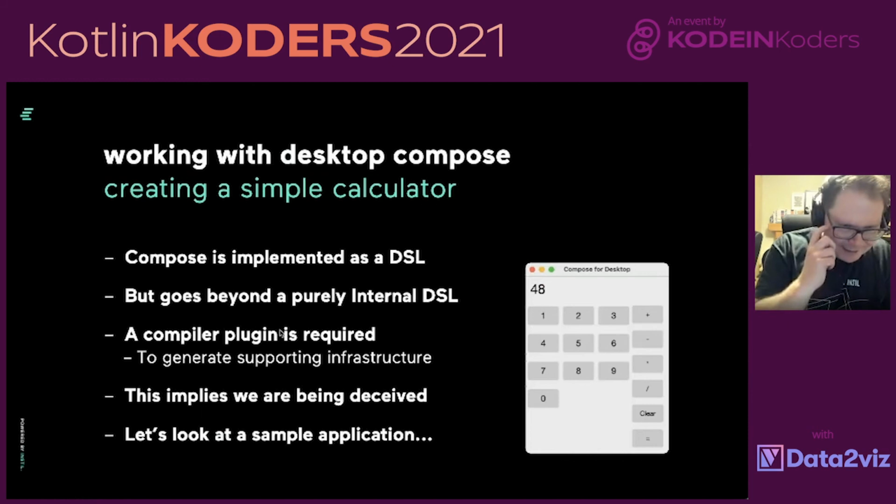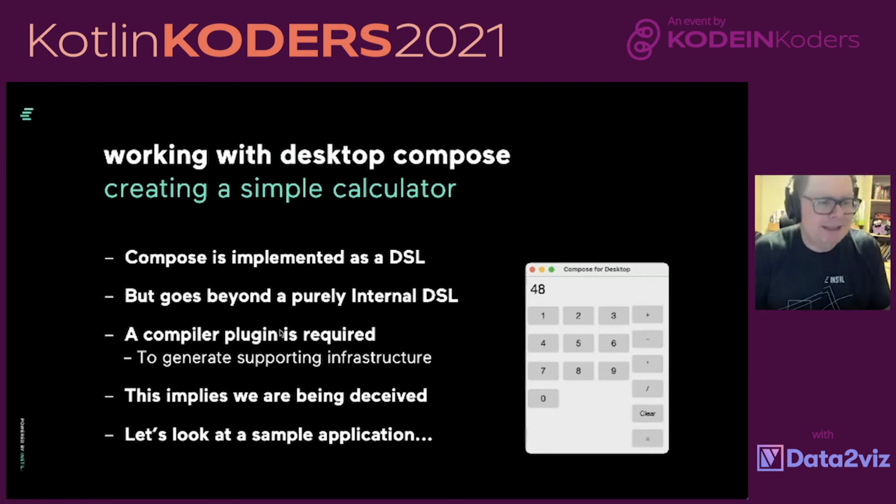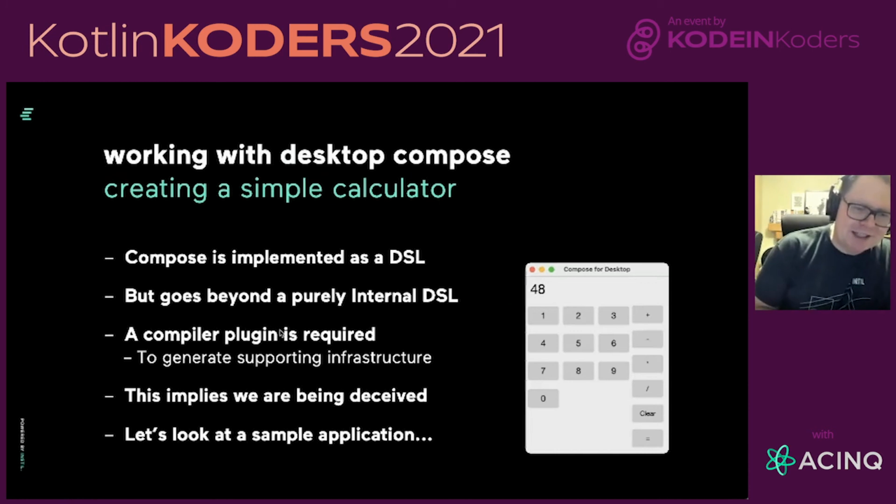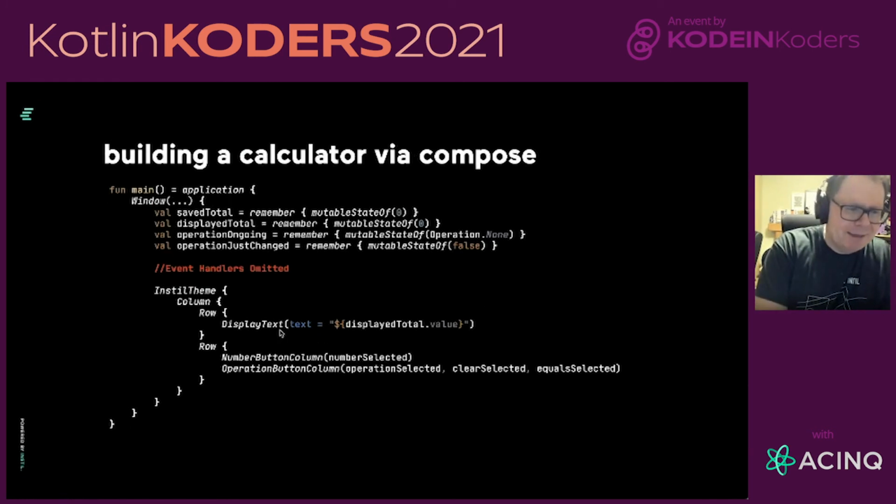So anytime I have a UI framework, the first thing I go out and do is write a little calculator. So in the code to accompany these slides, there's a little calculator demo for Compose. Very simple, very basic, just gives us an idea of what's going on. So Compose is implemented as a DSL, but it isn't what you would call an internal DSL. It doesn't just use the features of the Kotlin language. There's also a compiler plugin required as well. So that tells us that we're being deceived, that there are many, many lies being told.